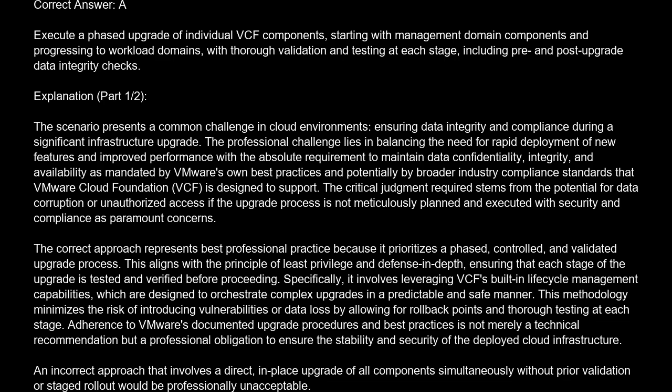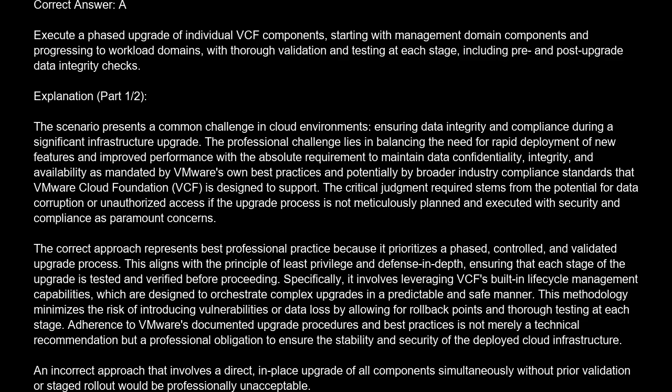The correct answer is A. Execute a phased upgrade of individual VCF components, starting with management domain components and progressing to workload domains, with thorough validation and testing at each stage, including pre- and post-upgrade data integrity checks.